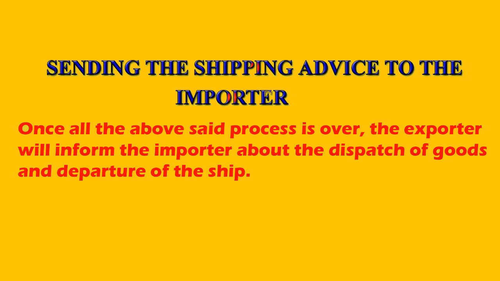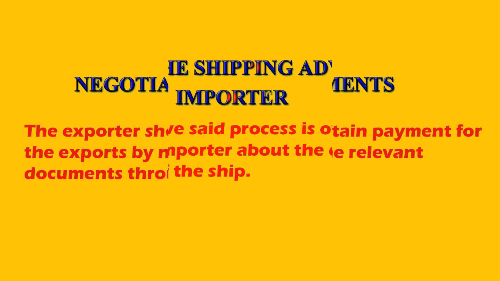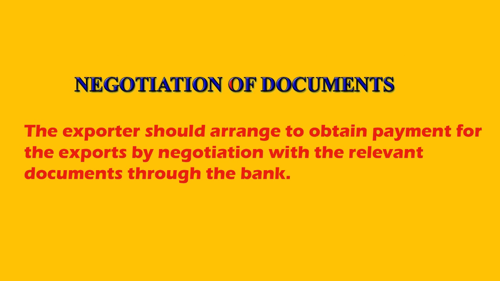Sending the shipping advice to the importer. Once all the above discussed processes are over, the exporter will inform the importer that the goods have been dispatched and the ship has departed, so that the importer gets ready for his actions. Negotiation of documents. After shipping the goods, the exporter should arrange to obtain payment for his exports by negotiating through the bank with the relevant documents.